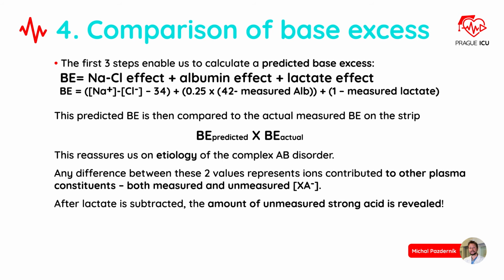This reassures us on etiology of the complex AB disorder. Any difference between these two values represents ions contributed to other plasma constituents, both measured and unmeasured strong acids. After lactate is subtracted, the amount of unmeasured strong acid is revealed.